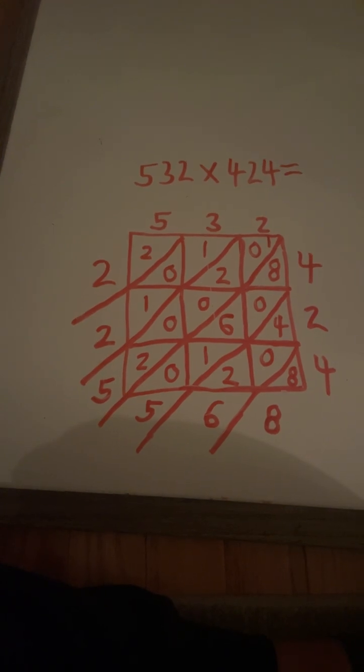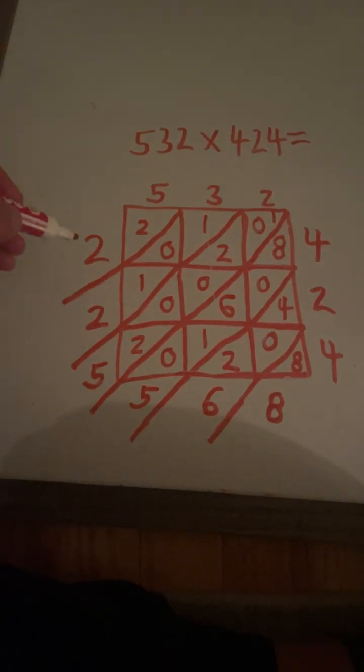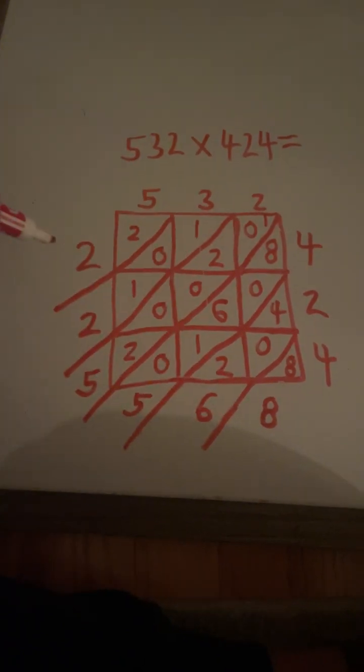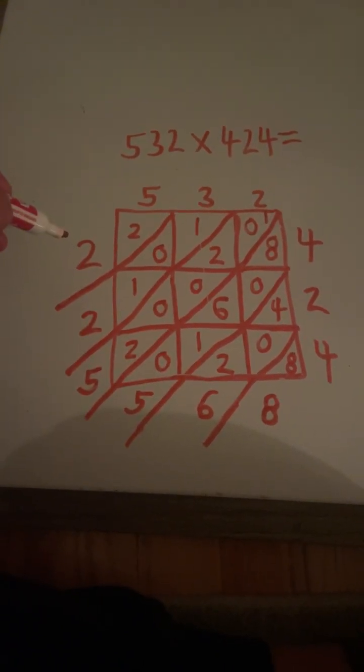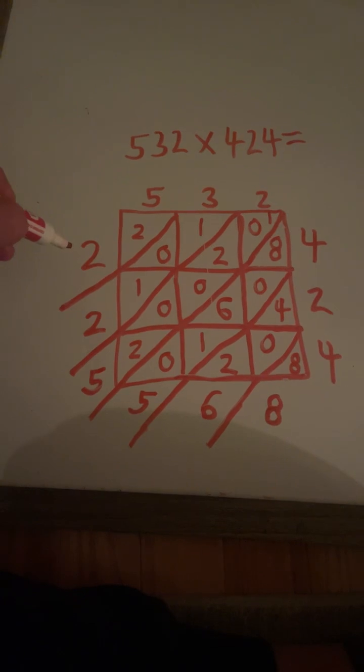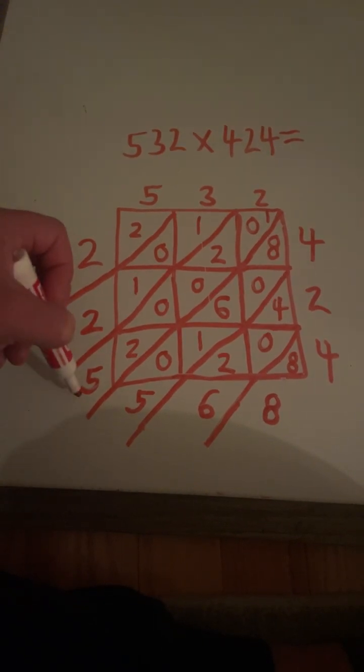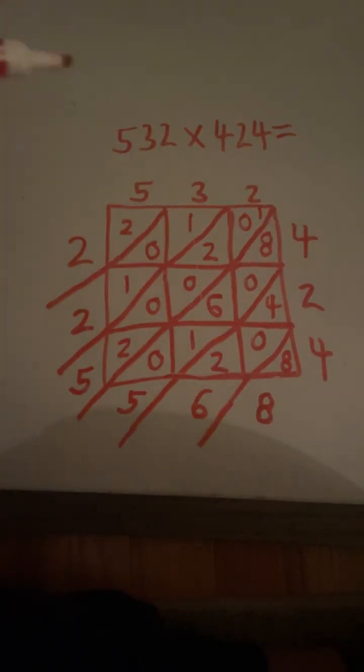And we're going to read our answer going from left to right. So 532 times 424 equals 225,568.